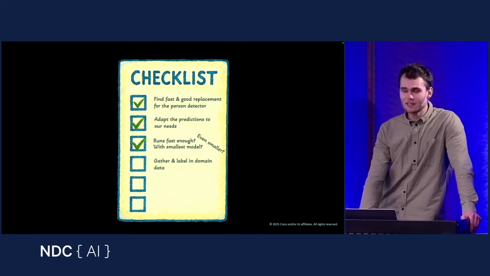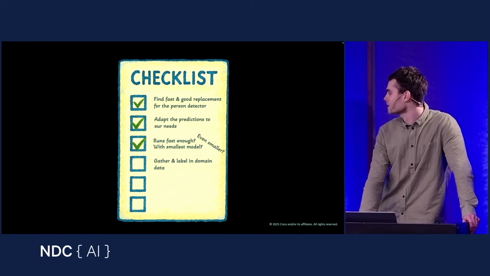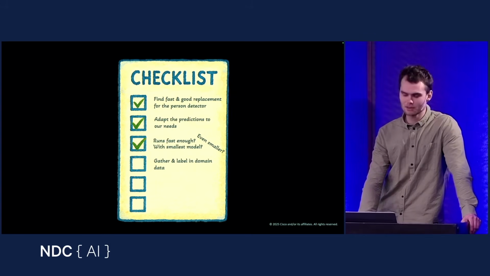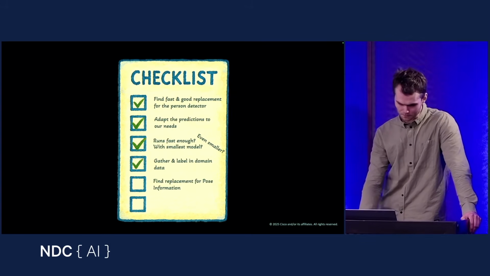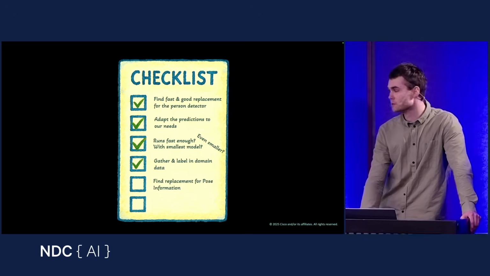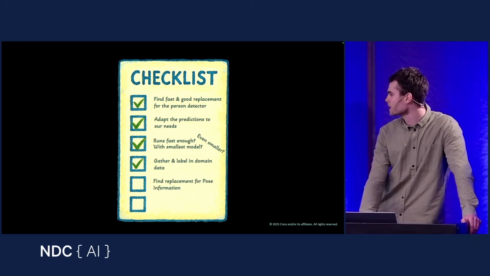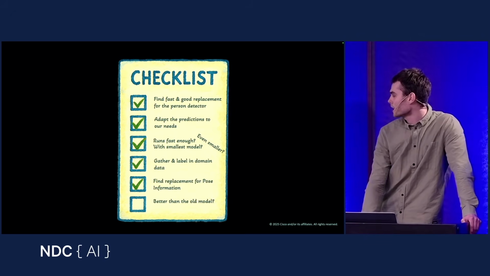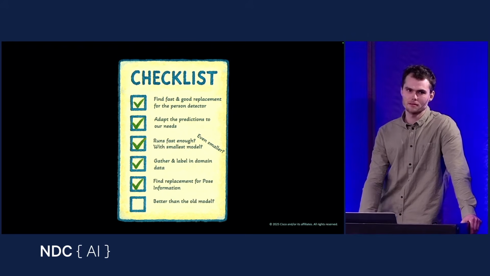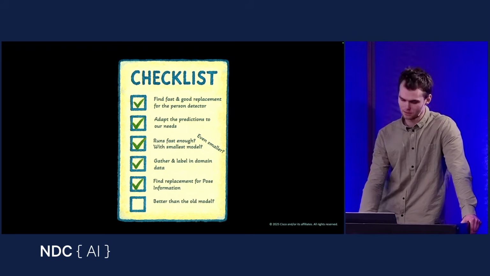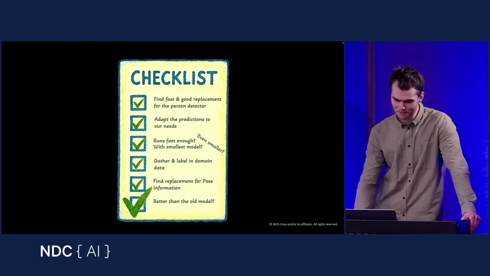Gather and label in-domain data. It's not exactly entertaining to do, but still a solvable challenge. Find replacement for the pose information. We made up that pose class concept. And now, is it better than the old model? Absolutely, by a long shot.